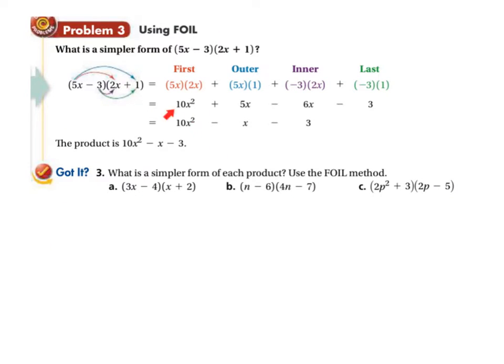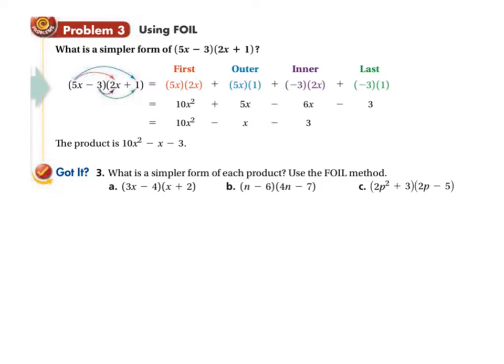So here we go, officially using the FOIL method. So again, we can see here 5x minus 3 times 2x plus 1. And we can see the first terms, 5x and 2x, becomes 10x squared. The outer, the 5x times the 1 becomes 5x. The inner, the negative 3 times 2x is minus 6x. Notice the minus sign. And the last terms, negative 3 times 1 is minus 3. Combine like terms. 5x minus 6x is just minus 1x. And there we go.